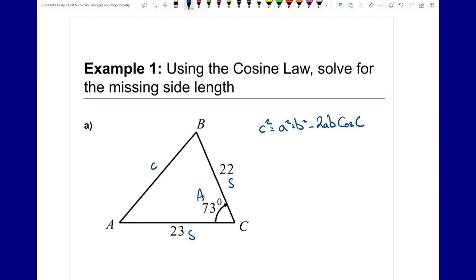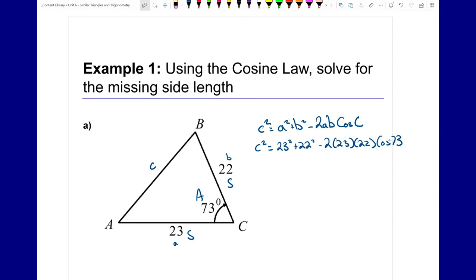So let's plug in our information. We don't know our side length, so we're going to leave it, but we do know a and b. So a is 23 squared plus 22 squared for b, minus 2 times 23 times 22 times cosine of 73.